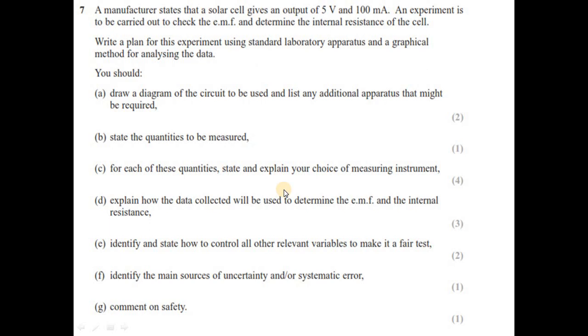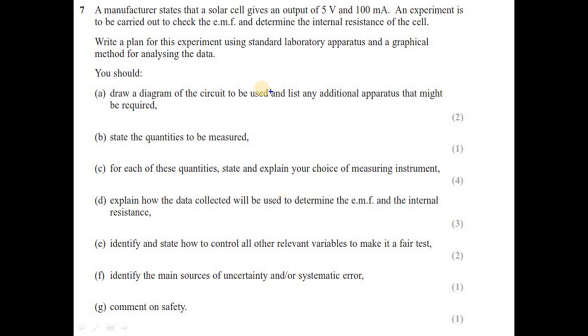Question number 7. A manufacturer states that a solar cell gives an output of 5 volt and 100 milliampere. An experiment is to be carried out to check the EMF and determine the internal resistance of the cell. Write a plan for this experiment using standard laboratory apparatus and a graphical method for analyzing the data. You should draw a diagram of the circuit to be used and list any additional apparatus that might be required.